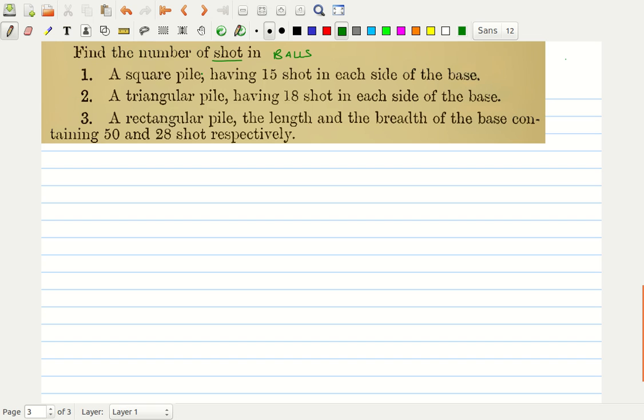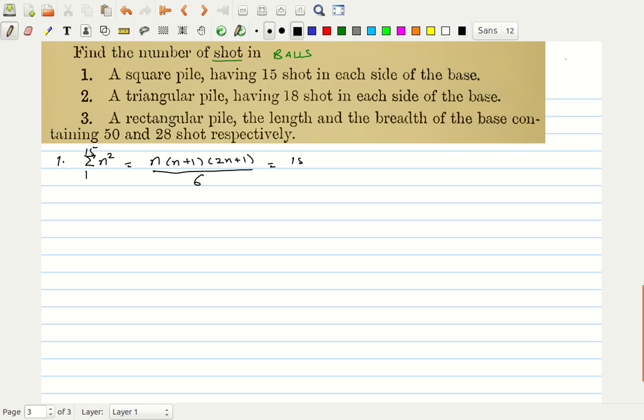Okay, so as we have already seen in the previous video, we know the number of balls in the square pile is going to be sigma n square. So we know that there are 15 shots in each side of the base. So for problem number 1, all we have to do is calculate sigma n square 1 to 15, which is actually n times n plus 1 times 2n plus 1 by 6. Simply put the value of n as 15.